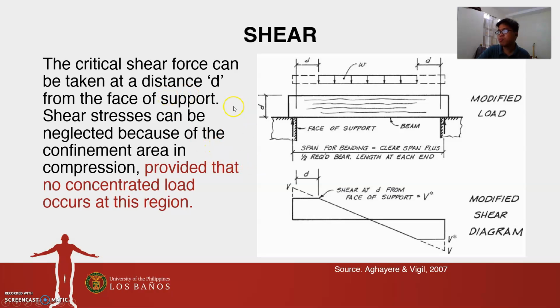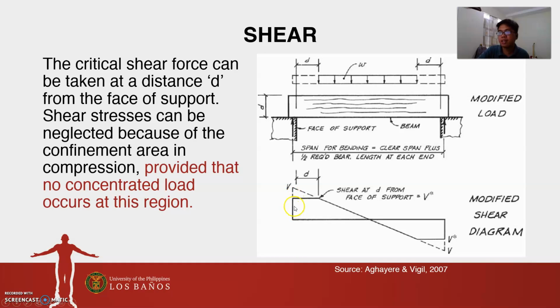Normally, in the previous subjects, when we compute for the maximum shear force, let's say we have a uniformly distributed load, we will expect that the shear diagram would be triangular in shape. However, in reality, the support provides some kind of rigidity around this area, and also, of course, at the other end. And so we can say that the critical shear force would be at a distance d from the face of support.